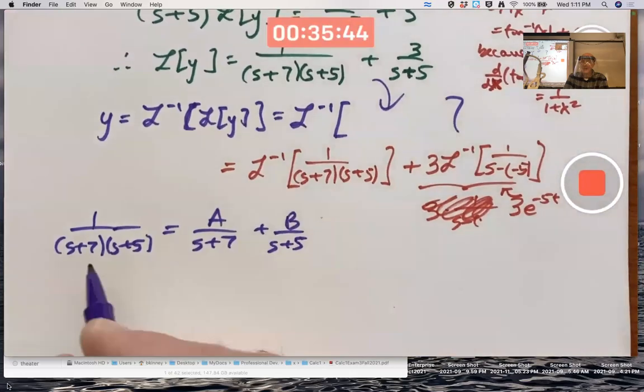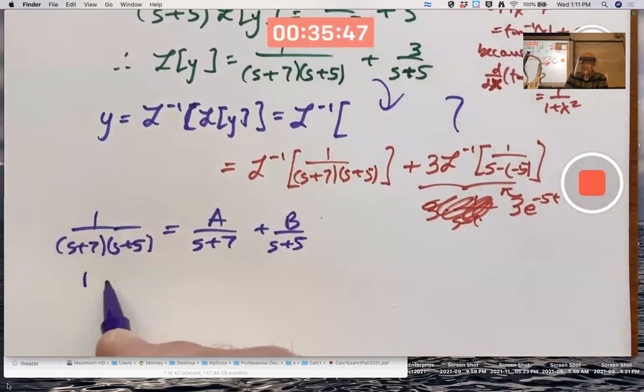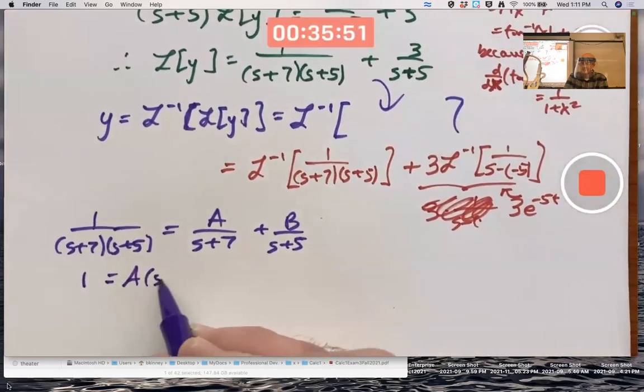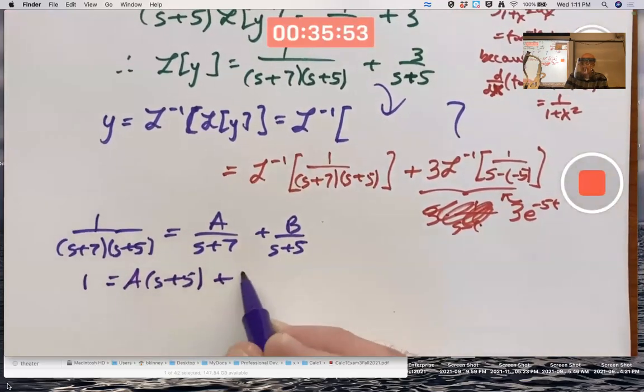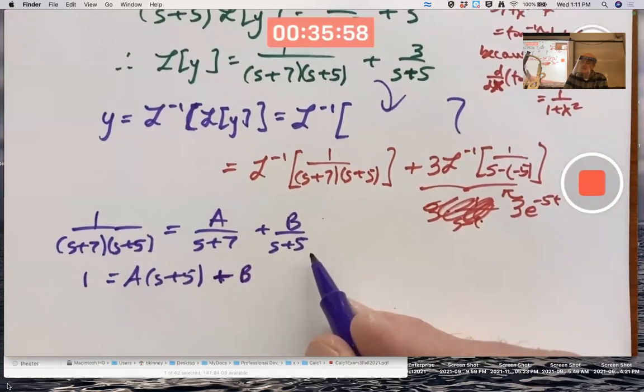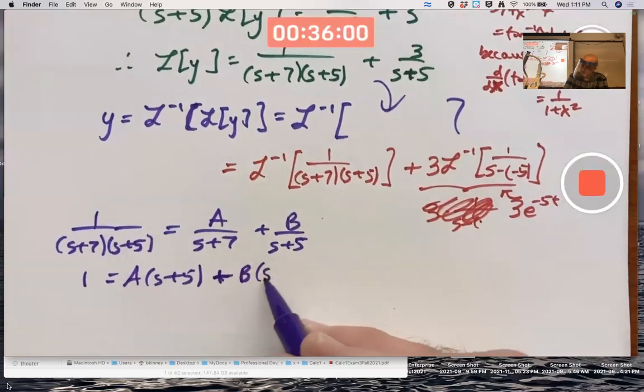Multiply both sides by the common denominator to get a 1 on the left side. You get partial cancellation with this term. The s plus 7s cancel to give you this. And with the second term, when I multiply that by s plus 5 times s plus 7, the s plus 5s cancel to leave you with an s plus 7.